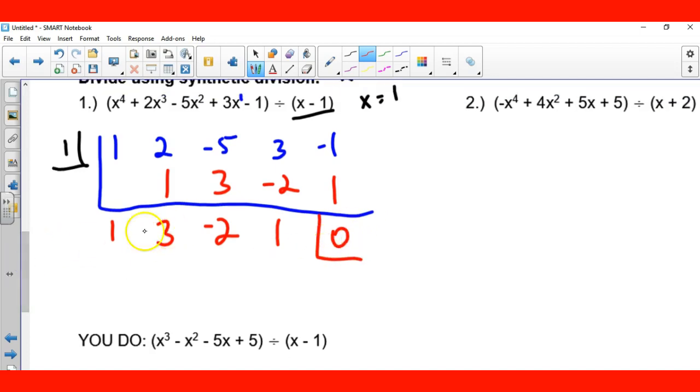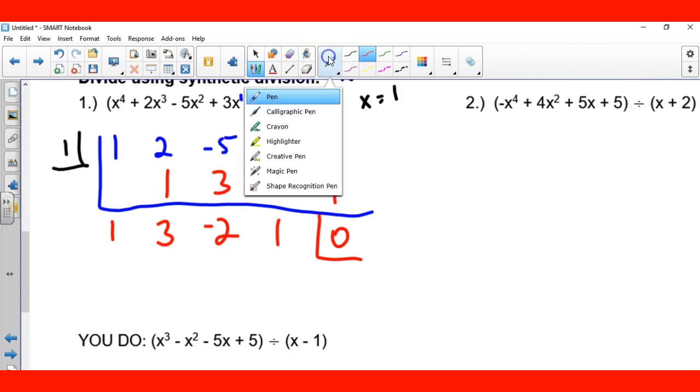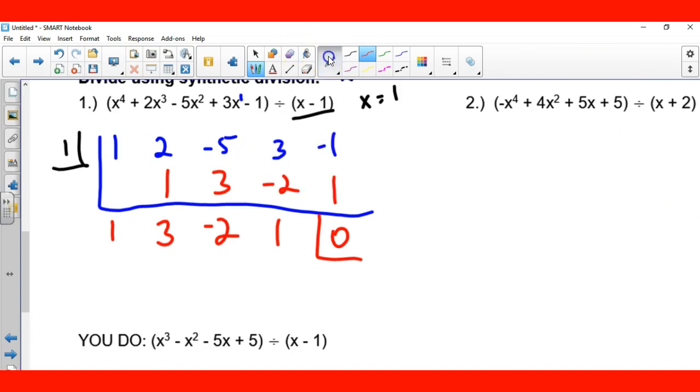But I want to show you what these coefficients are now. All these are actually coefficients, and what we do with them is this. See how this right here is the 4th degree?